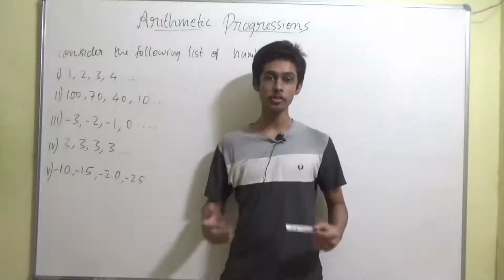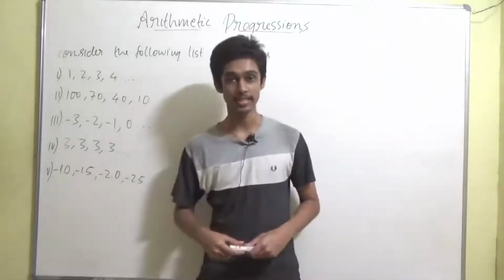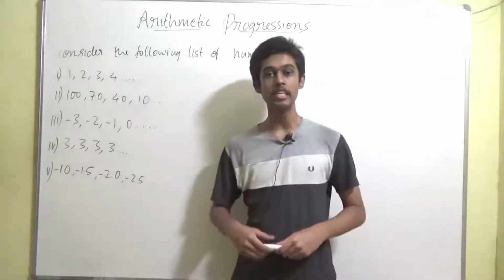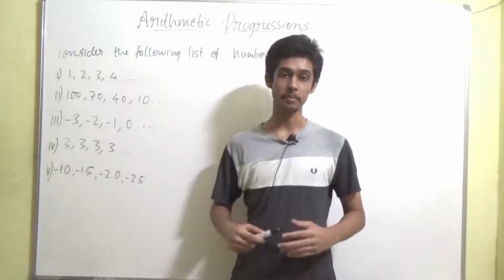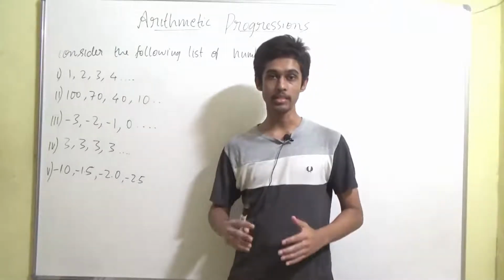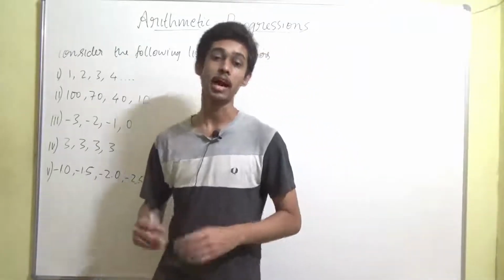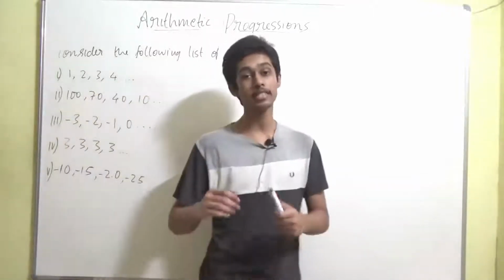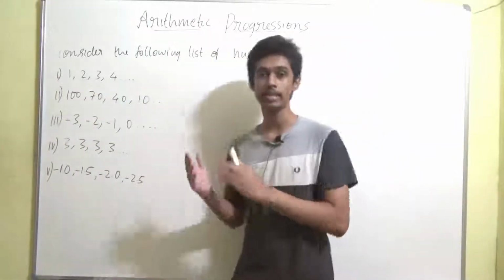Today we are starting a new chapter of your CBSE class 10 marks. It is arithmetic progression. So till now we have completed 3 chapters, that is polynomials, pair of linear equations in 2 variables and quadratic equations, right? So this is the 5th chapter of your NCERT textbook.